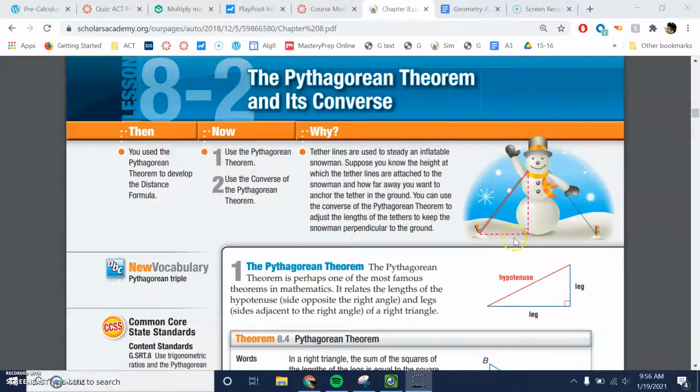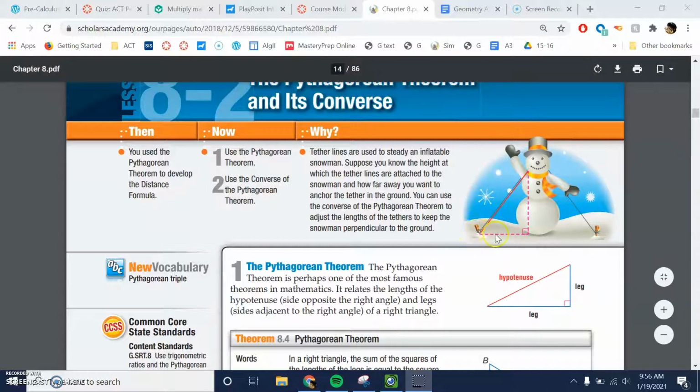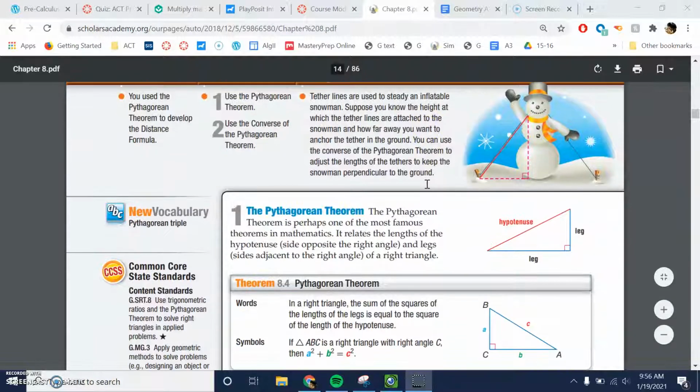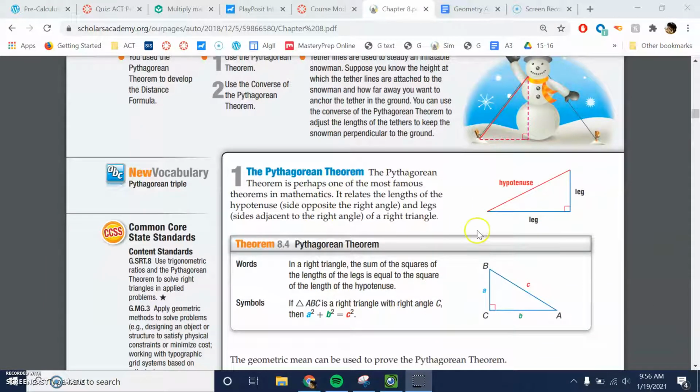And here's an interesting way you can use it. If you're going to blow up a big snowman in your yard and you need to figure out how far to tether the straps, there you go, right there. And there's a right triangle it makes. Wonderful. Or if you want any other thing that's blown up in your yard, there you go. So here's the Pythagorean theorem right here. Pause the video and write this down. Cool.